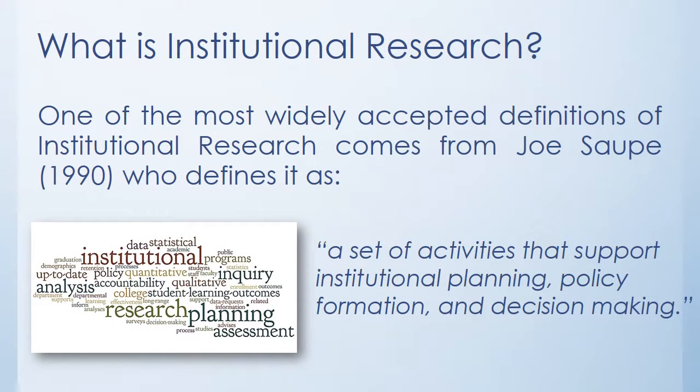Before I can begin to discuss how and why an institutional research office exists, I should first provide a definition of the term institutional research. It can mean a number of things for different people or institutions, so I'll use a widely accepted and known definition from Joe Salp in his 1990 publication of The Functions of Institutional Research. Salp defines institutional research as a set of activities that support institutional planning, policy formation, and decision making. While this is a very broad definition, it allows us to understand the basic responsibility of the institutional research office.